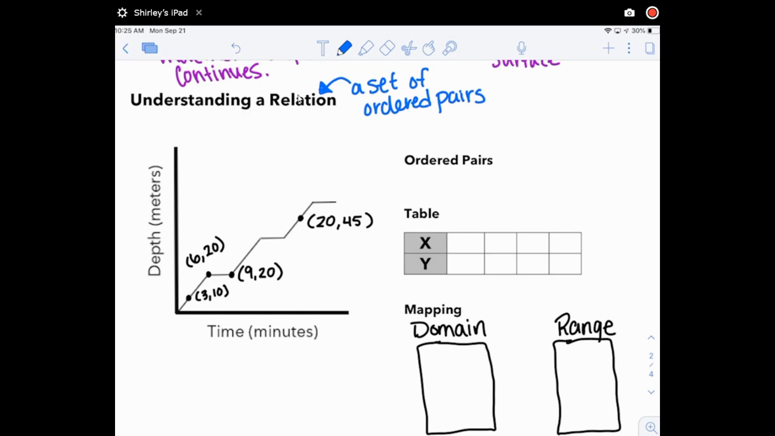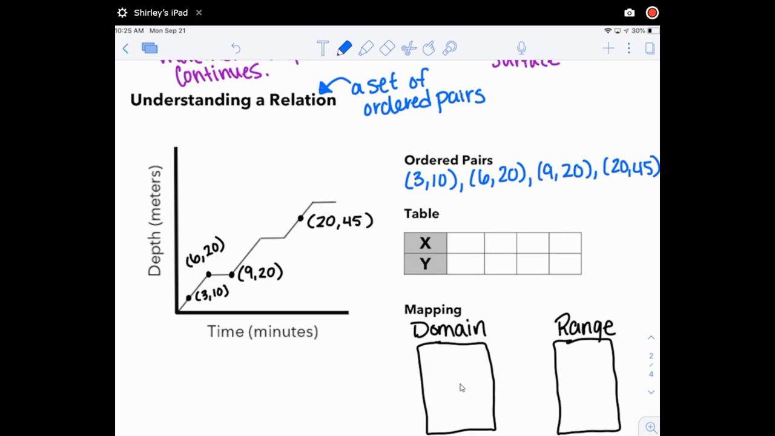So when I'm talking about a relation, again, just comparing two variables and seeing what they look like on the graph, we have a couple different ways to represent it. The set of ordered pairs, a table, and then a mapping, which you probably are not too familiar with. But to start, ordered pairs, recall that that's just your set of coordinate points. So the first way we can represent a relation is by just listing out the coordinates. At 3 minutes, you're 10 meters. At 6 minutes, you're 20 meters. At 9 minutes, you're 20 meters. And then at 20 minutes, you're 45 meters down. Okay? Just representing it in the coordinates.